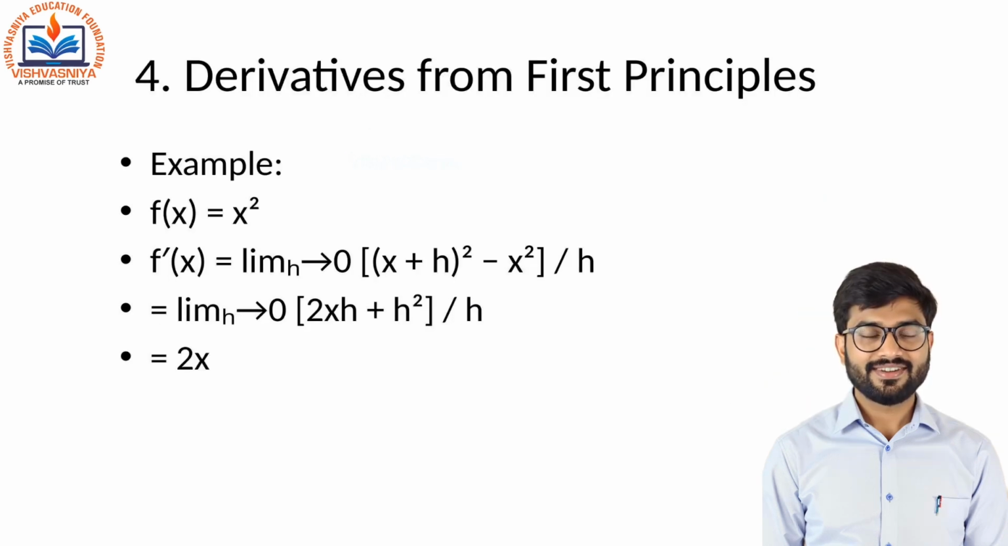Example: let f(x) equal x squared. Then f prime of x equals limit as h approaches 0 of (x plus h) squared minus x squared, divided by h, which simplifies to 2xh plus h squared, divided by h, and further simplifies to 2x.